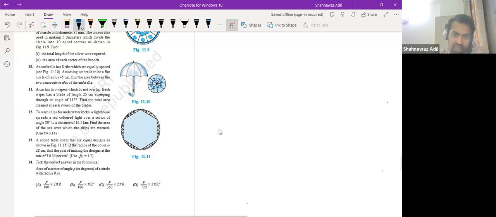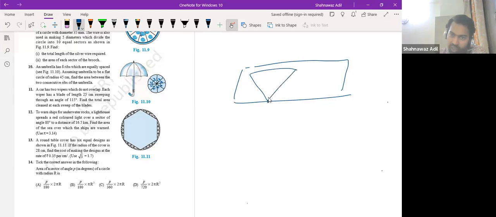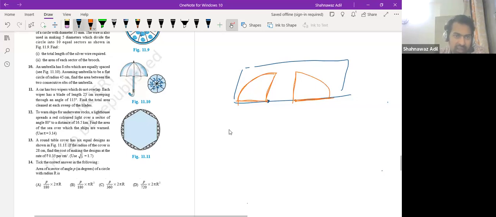Okay, so a car has two wipers, right? Let's say this is the window of the car and there are two wipers. This wiper is going from here to here, so it is wiping this area, and this wiper is going from here to here, so it is wiping this area. Each wiper has a blade length of 25 centimeters, and they are sweeping at an angle of, let's say, 115 degrees. So find the total area cleaned at each sweep of the blades.